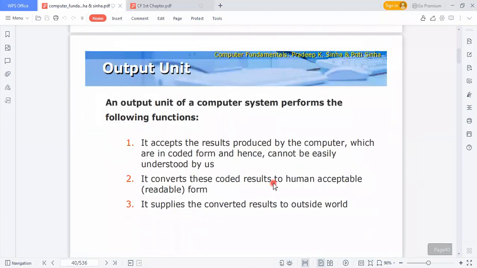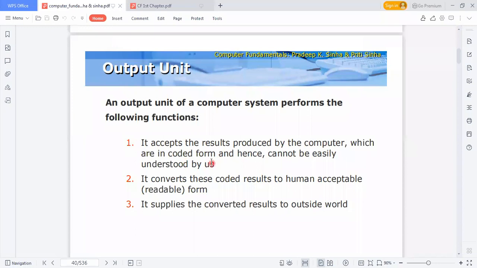Now what are the functions of the output unit? An output unit of a computer system performs the following 3 functions. It accepts the results produced by the computer, which are in coded form and hence cannot easily be understood by us. You must know the language of a computer is different from ours. The results are coded, that means 1 and 0. Coding means what? 1 and 0. They always understand 1 and 0.